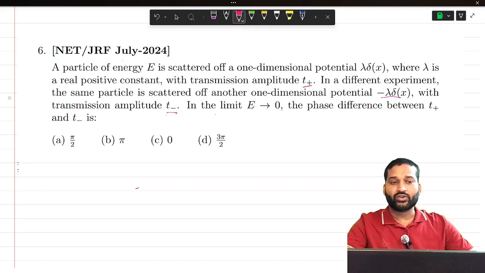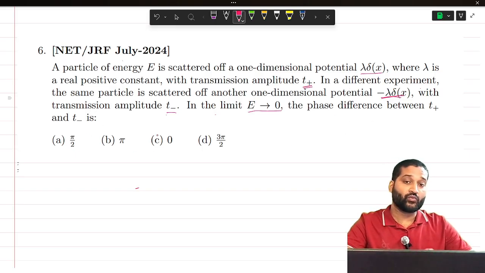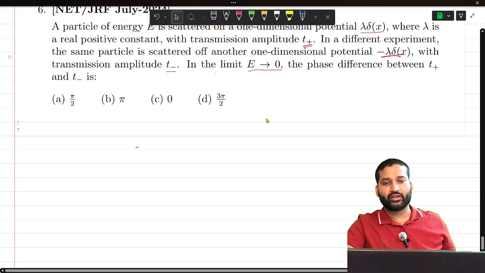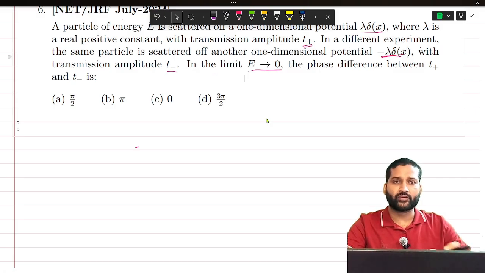amplitude T minus. So for the one-dimensional potential lambda delta x, the transmission amplitude will be T plus, and for the potential minus lambda delta x, both being delta functions, the transmission amplitude is T minus. So in the limit of E tends to 0, the phase difference between T plus and T minus is what? For this, we can derive the transmission amplitude and then find the difference between their phases.